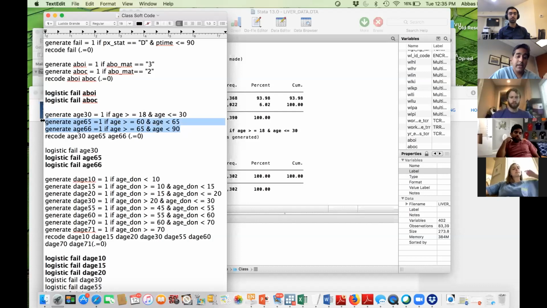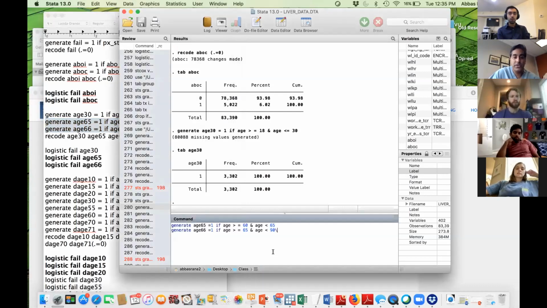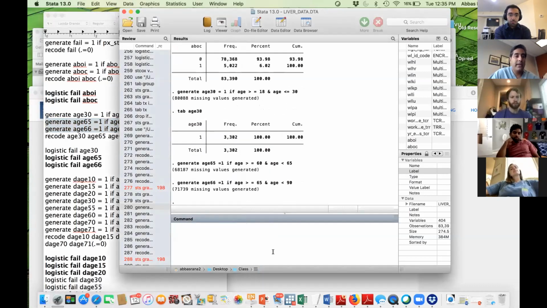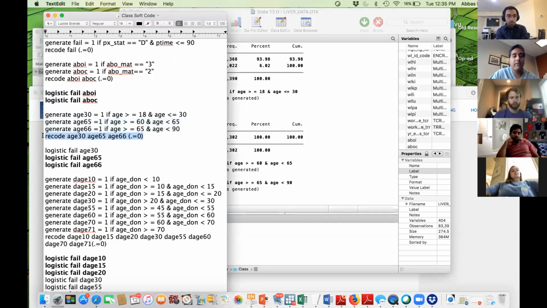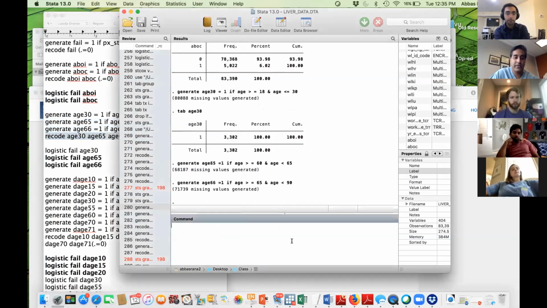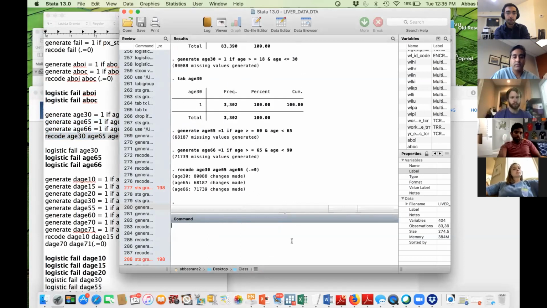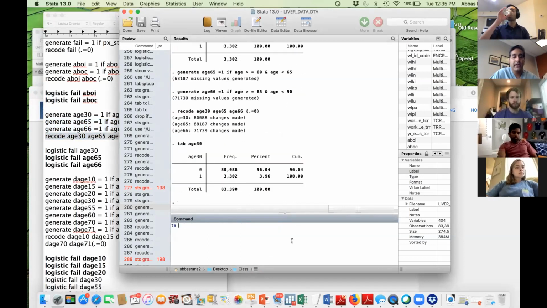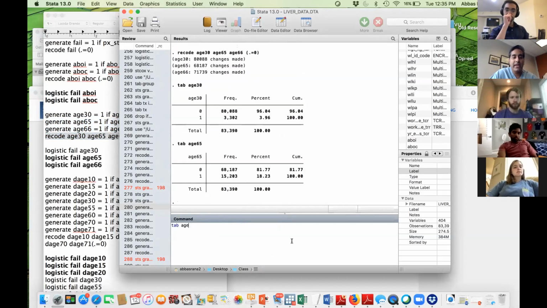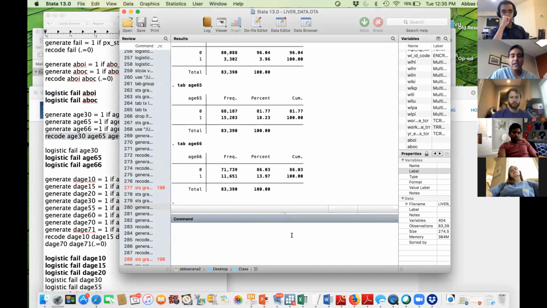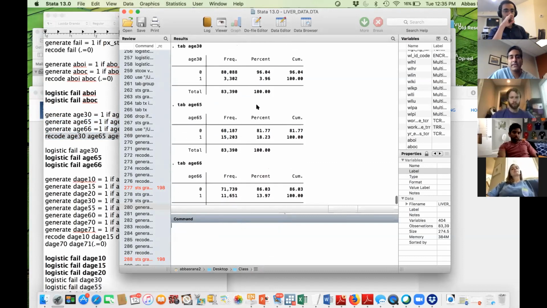That is how we're going to create these things. And then here, I'm going to go ahead and do those 2. And then we can combine all of them and recode everything so it's a 1 or a 0. And you look at them, tab age 30, tab age 65, tab age 66, and use 15,000, 11,000, 3,000. Those are our variables. We define our reference group by what we leave out.